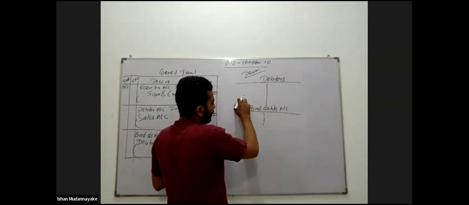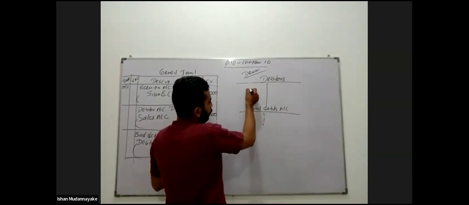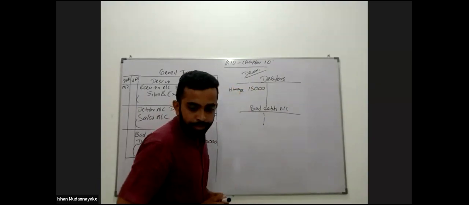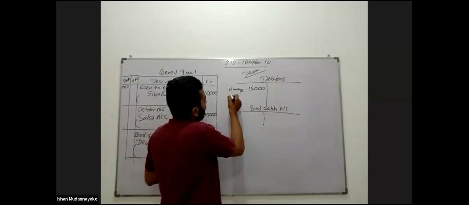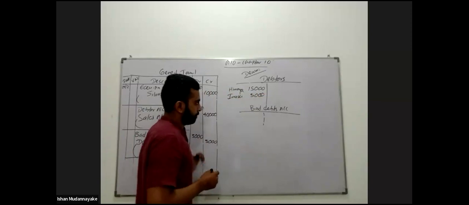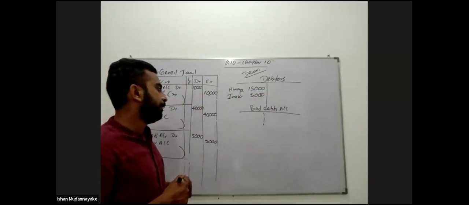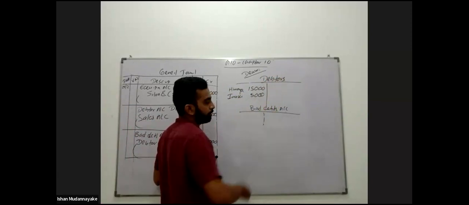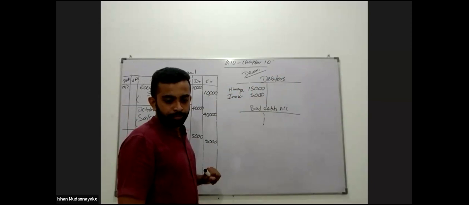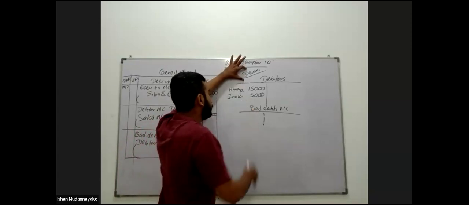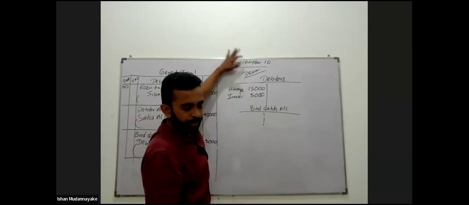Let's say Devi sold 15,000 of products to Himalaya. And then Devi sold 5,000 of products to Inuki. Then the double entries: sales account credit, debtor account debit. Okay, that's a double entry. But later, because of some reason, Devi is unable to recover cash from Inuki. Okay, Inuki is missing from Sri Lanka.